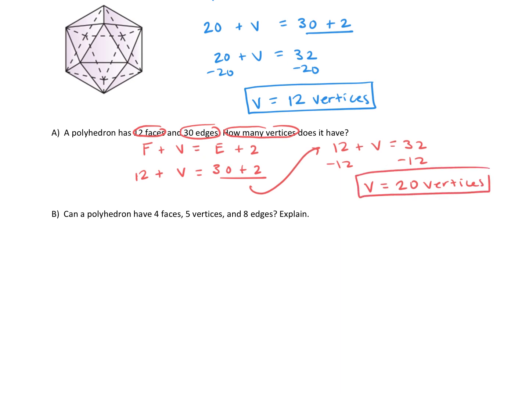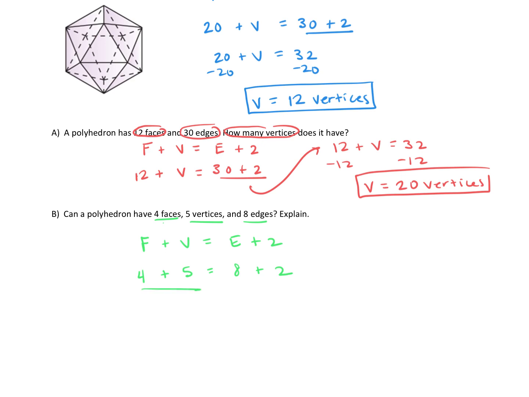All right, part B, can a polyhedron have 4 faces, 5 vertices, and 8 edges? Explain. Well, we can test this out in Euler's formula. We know that in a polyhedron, the number of faces plus the number of vertices will equal the number of edges plus 2. So can we have 4 faces? So I'm going to substitute in a 4 and 5 vertices and 8 edges.